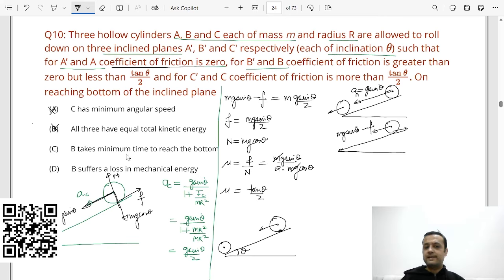Option C says B takes minimum time to reach the bottom. This is also wrong. Why? Because minimum time will be in case A, because the net force is only mg sin theta. There is no friction acting up the plane. And option D is correct, because as I said, B suffers loss in mechanical energy because of the work done by friction. It's a good question. I hope you have understood.